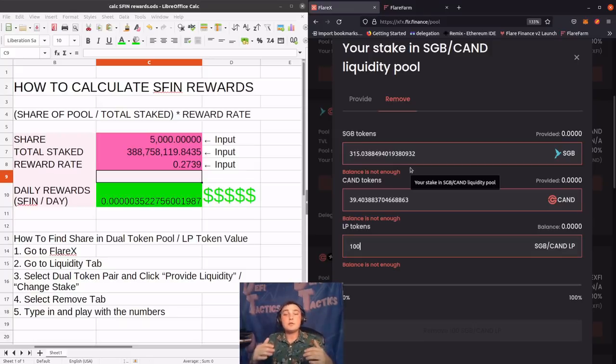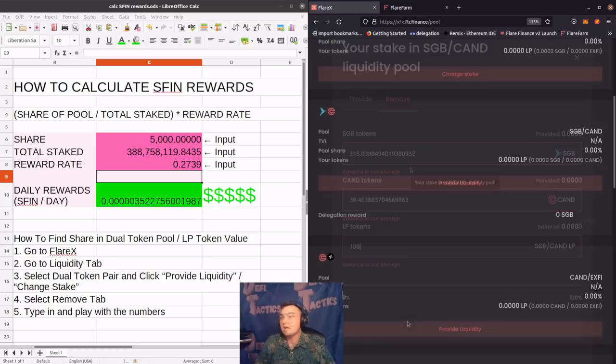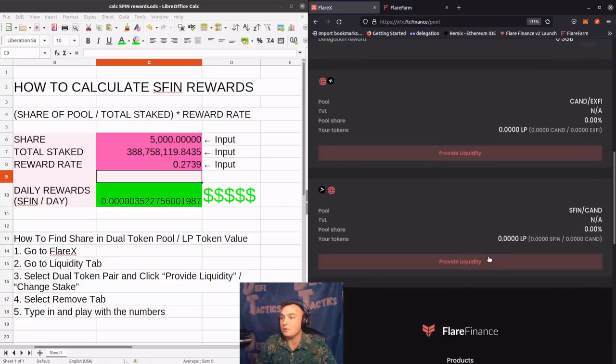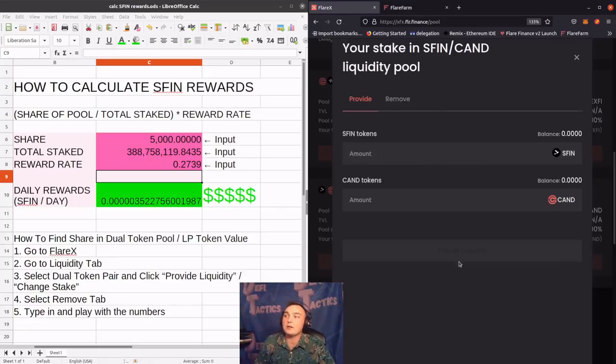Remember, providing liquidity in dual token pools is 50-50. So on this platform, we need to provide 50% value Songbird and 50% value Canary Dollar. If we were, say, in the Songbird EXFI pool, we would need to provide 50% Songbird and 50% EXFI. Let's jump over to a different pool. Let's scroll down and let's check out the SFIN Canary Dollar pool.